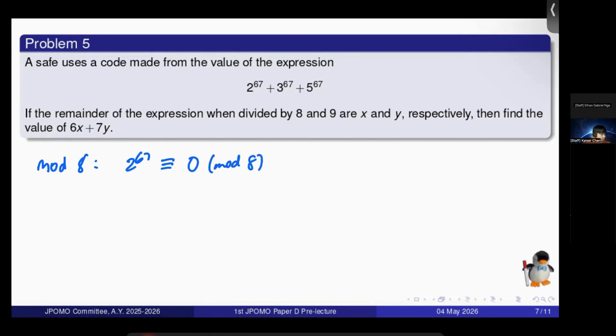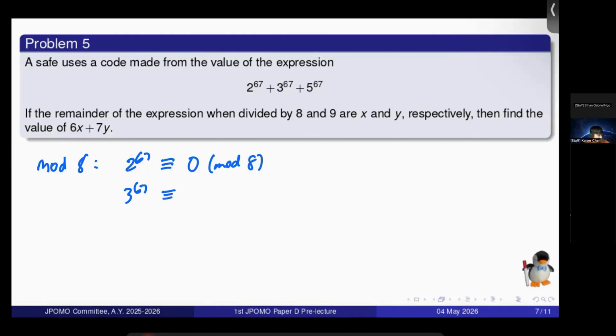For those who are not familiar with modular arithmetic, this notation basically means that when you divide this number by this number, the remainder that you get is this. And I'll be using a similar notation for the others. Now let's go for 3 to the 67. This one isn't as obvious.